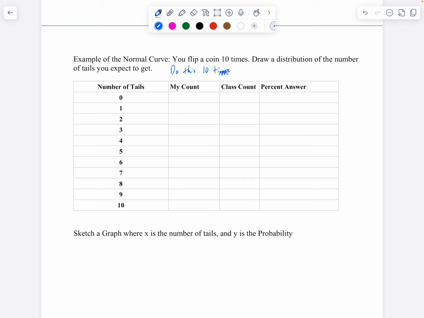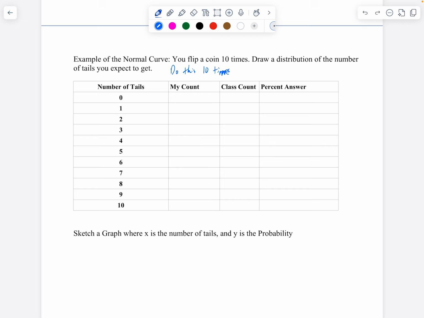You just got to take a coin, flip it 10 times. You're going to count out how many tails, and then if, let's say, you have 3 tails, you're going to put a tick mark there, and do that 10 times so that you have 10 ticks all over this place. You might have a couple here, you might have a few there, whatever it is, okay? So you're going to fill that chart in.